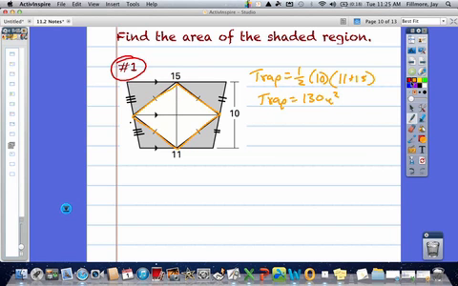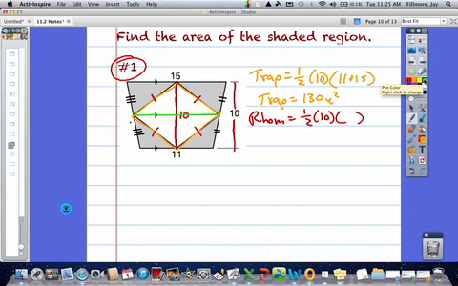So that is a rhombus. We know it's a rhombus because all 4 sides are congruent. So to find the area of a rhombus, it's 1/2 diagonal 1 times diagonal 2. Well, one diagonal is 10. It's just brought over from the inside. So that's 10. We need to find our other diagonal here, which we don't know at the moment. So we know one of them is 10. We don't know the other one.